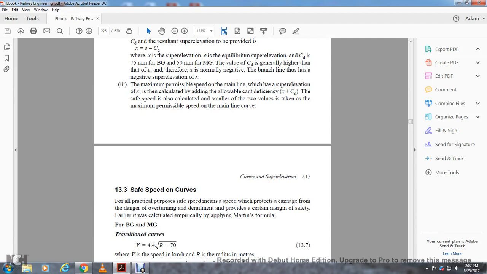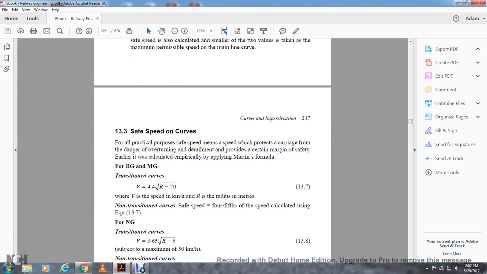Alright, 13.3, safe speeds on curves. The safe speed is the speed that protects the carriage from the danger of overturning or derailment, provided with a certain margin of safety, earlier calculated empirically by applying Martin's formula. For broad gauge and meter gauge transition curves, V is equal to 4.4 times the square root of R minus 70, where V is the speed in kilometers per hour and R is the radius in meters.